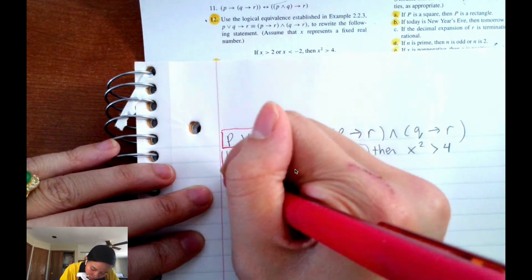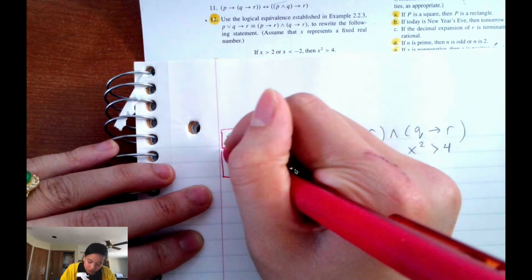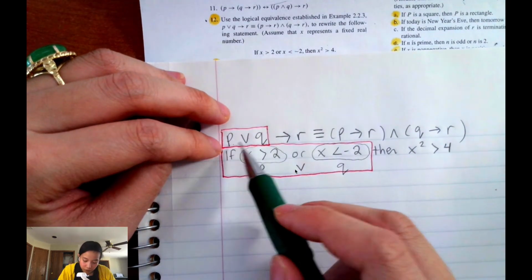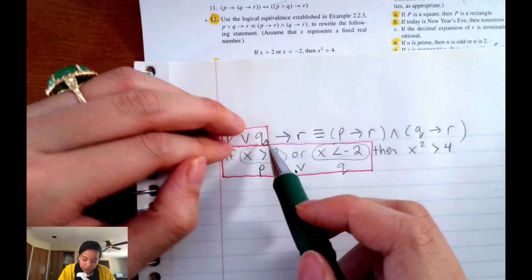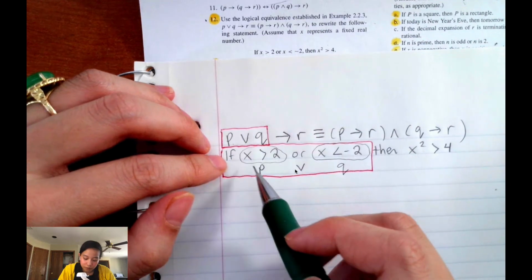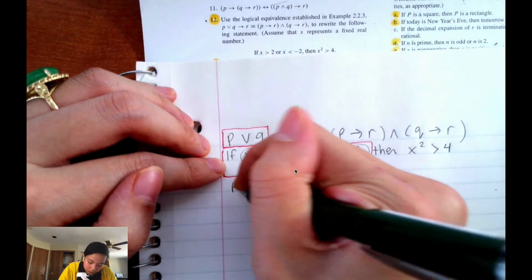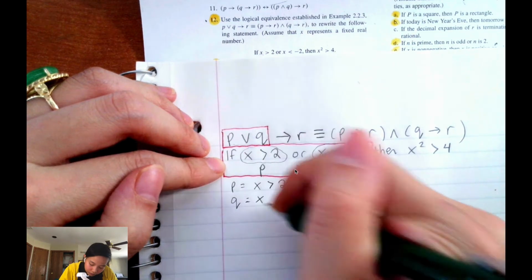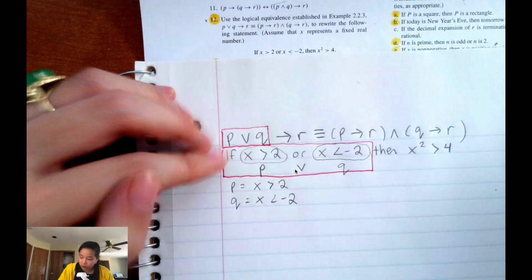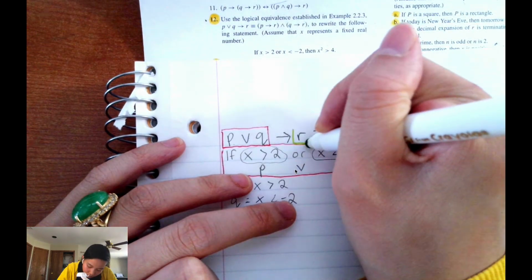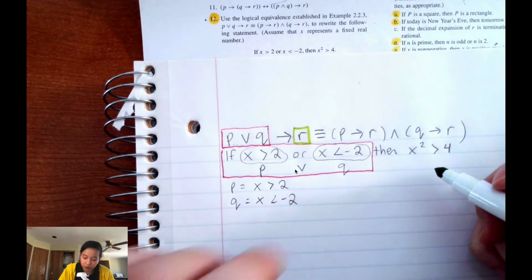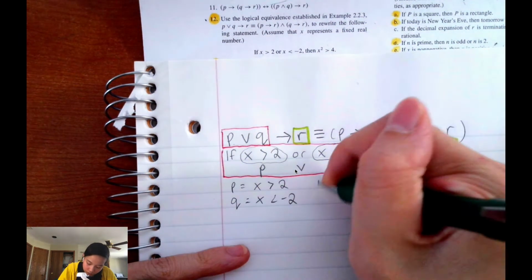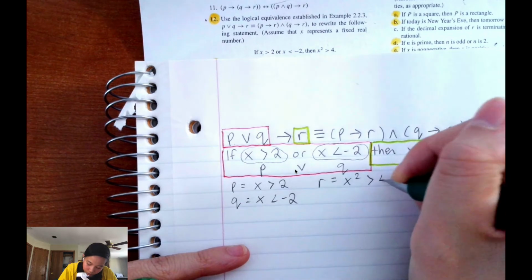So this is this part. What's on the left of the conditional operator is P or Q. What's on the left side is the if part of the if-then statement. So if P or Q is what we have, where P is equal to X is greater than 2, and Q is equal to X is less than -2. And now let's look at the right-hand side. R is the then part of the conditional statement. So then X squared is greater than 4. So we know that R is equal to X squared is greater than 4.